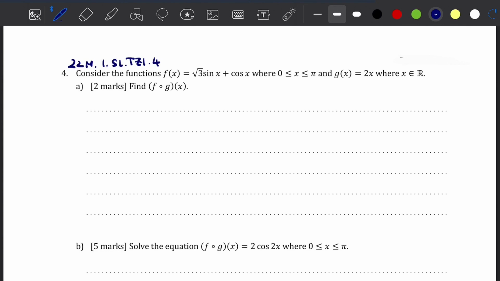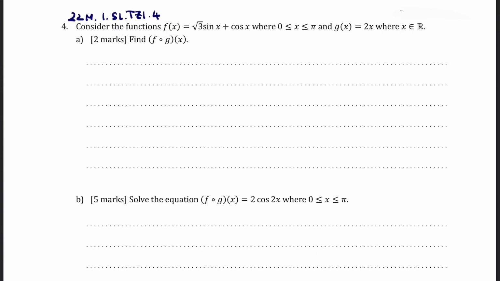Okay, so let's do the first question. This question is from year 2022 May IB Math AA SL exam paper 1. So paper 1 means no GDC, right? It says: consider the function f of x equals square root 3 sine x plus cosine x, where x is greater than or equal to 0 and less than or equal to pi, and g of x is equal to 2x, where x is all real numbers.